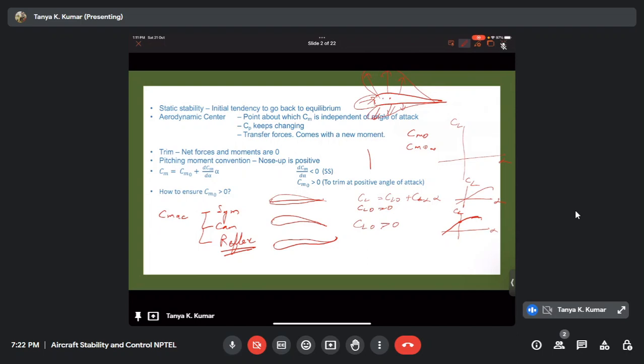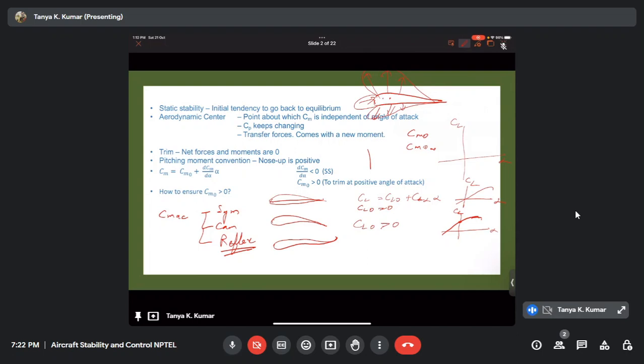Let's continue. We had stopped at trim. The pitching moment convention that we had seen for longitudinal stability is that nose up is positive, nose down is negative, right? How did we get that? It's the right hand thumb rule. Put your thumb along the axis, and curl your fingers. The direction of the curl is the positive moment.